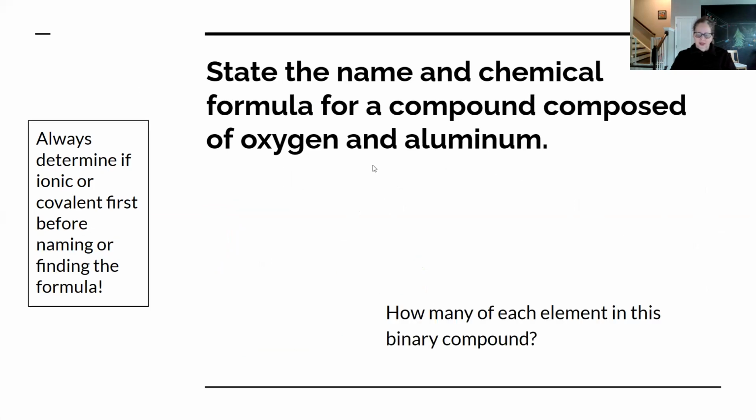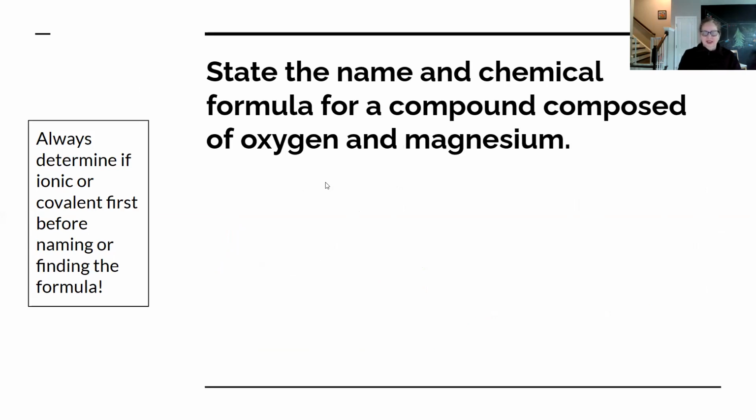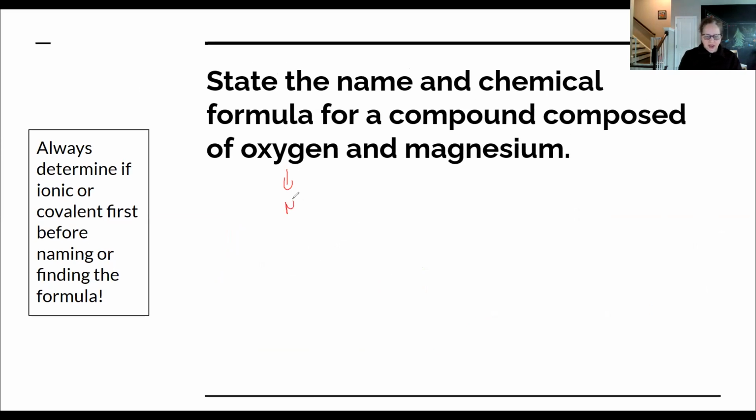Right, next guy. How many of each element in this binary compound? We did that. 2 aluminums to 3 oxygens. Binary compound, 2 element compound. State the name and chemical formula for a compound composed of oxygen and magnesium. All right, well, we know oxygen already. Non-metal, -2 charge because it's 2 away.